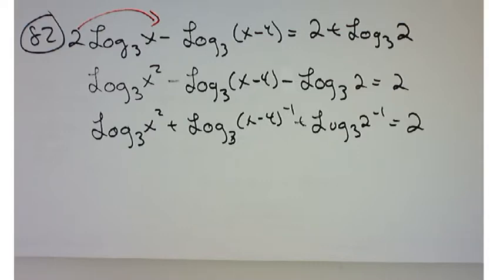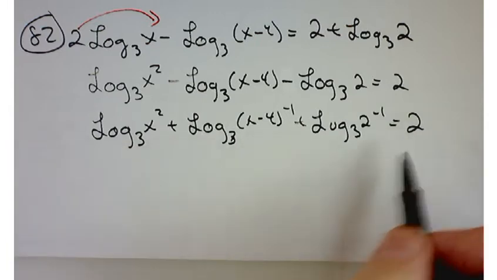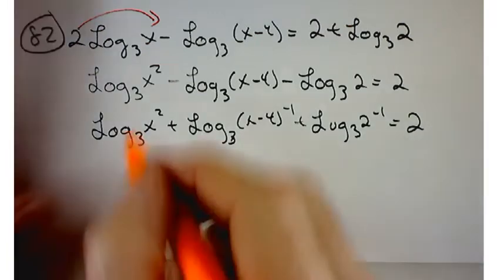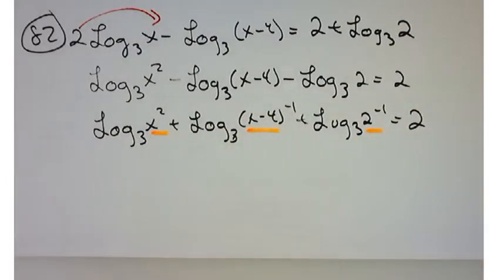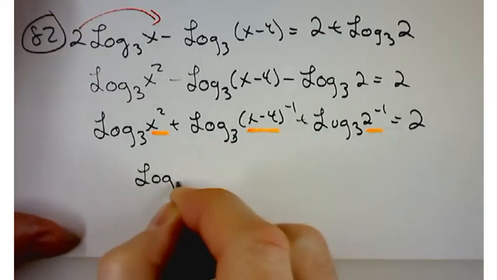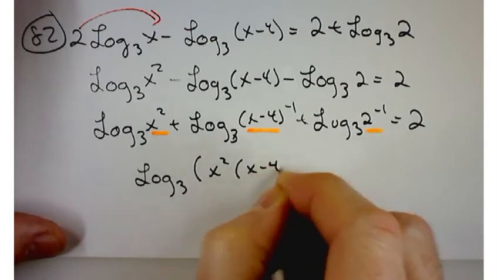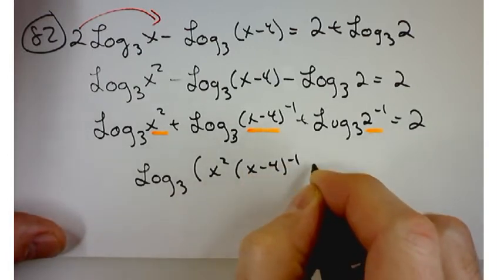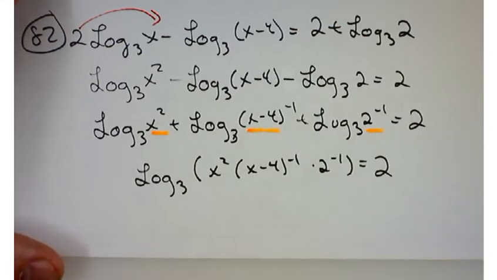Remember, I want to write it with one logarithmic term. And the nice thing is that I can do that right now. I've got the log of this, this, and this. Yeah, we're going to multiply them, right? So that's going to be the log base 3 of x squared times x minus 4 to the negative first times 2 to the negative first equals 2.